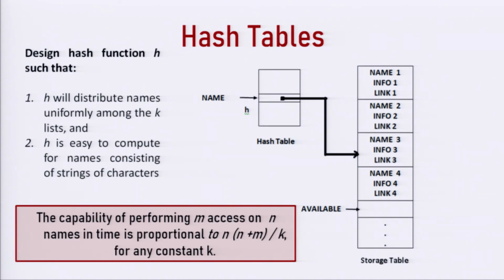The hash function should be designed so that names are distributed uniformly among the k lists, and H should be easy to compute. Now, the time for performing m inquiries or entering n names is proportional to m into m plus n divided by k, for any constant k.